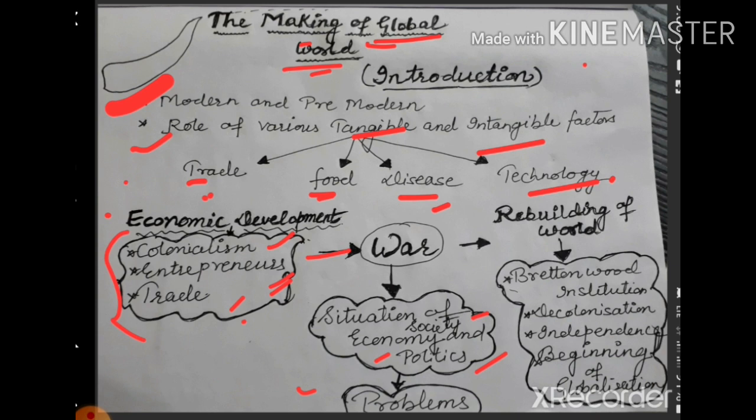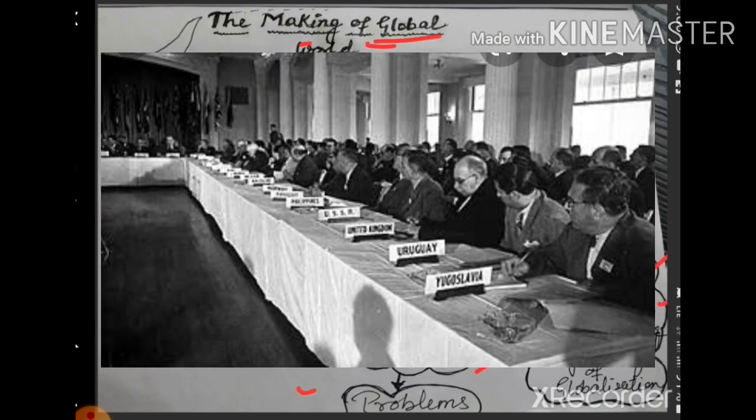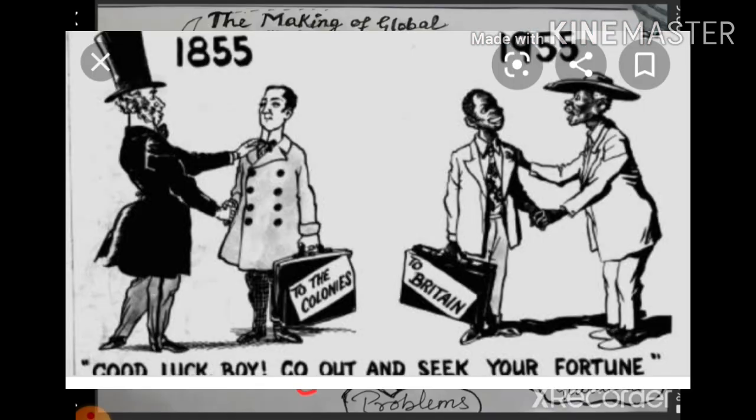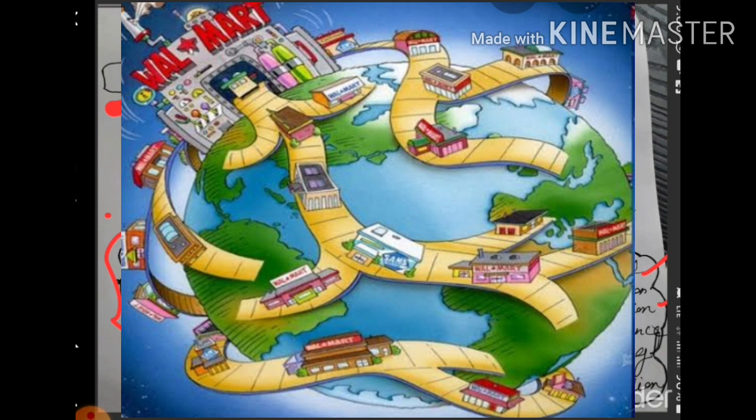और इसके साथ साथ we also discussed about the rebuilding of world after war period with the help of Bretton Woods institution. Then the procedure of decolonization which ends the colonial system, जिसने साम्राज्यवाद को पूरी तरह ख़त्म कर दिया, and it started making a country, the colony, as independent countries. And last we discussed about the beginning of globalization.